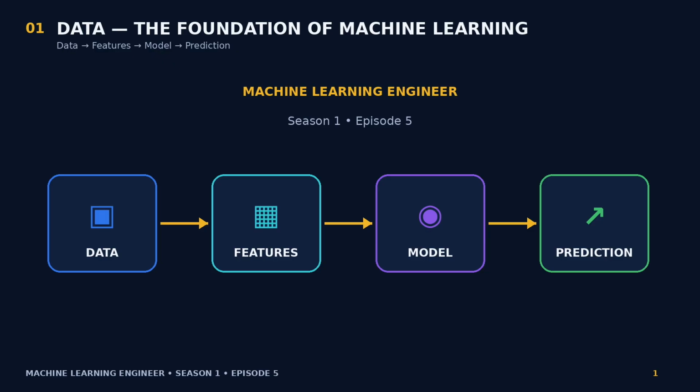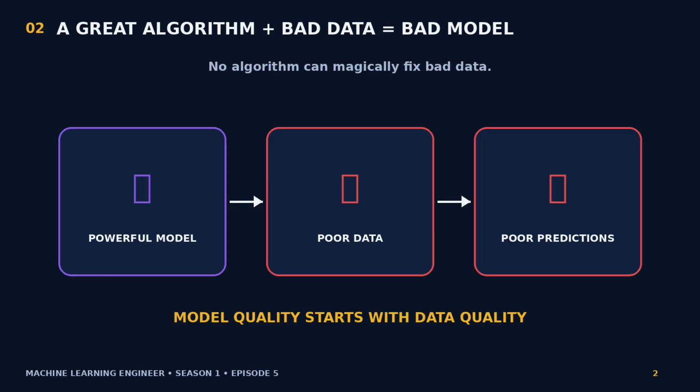data you give it. Imagine I give you the world's most advanced machine learning algorithm. But the training data contains incorrect labels, missing values, duplicate records, biased samples, and information that wouldn't actually be available when making predictions. Do you think the model will magically fix everything? No. In machine learning, a sophisticated algorithm cannot automatically turn bad data into good data. That's why experienced ML engineers spend a huge amount of time understanding and preparing data.